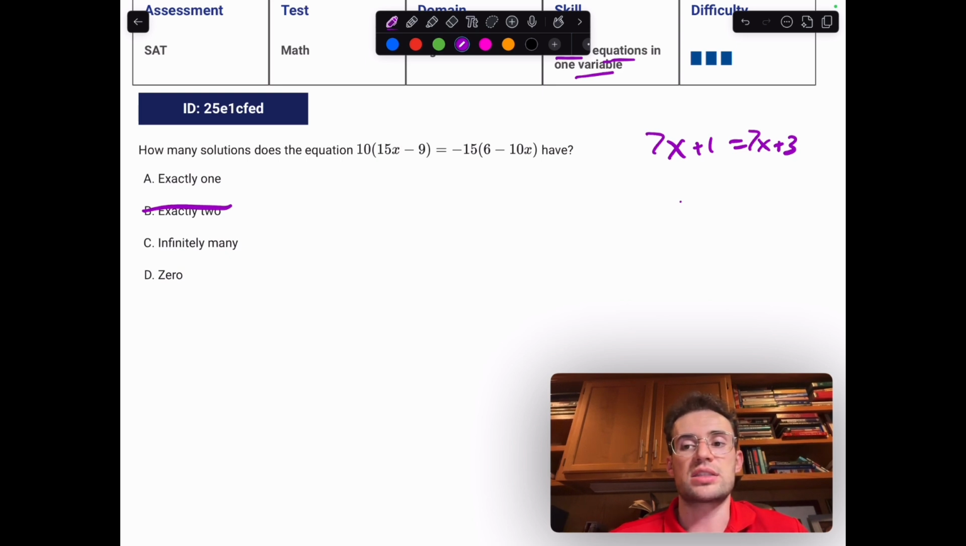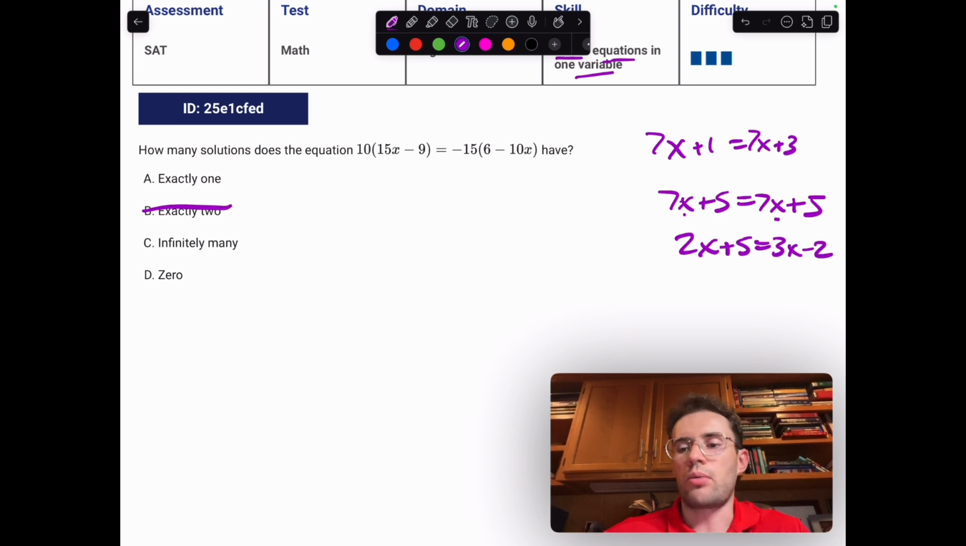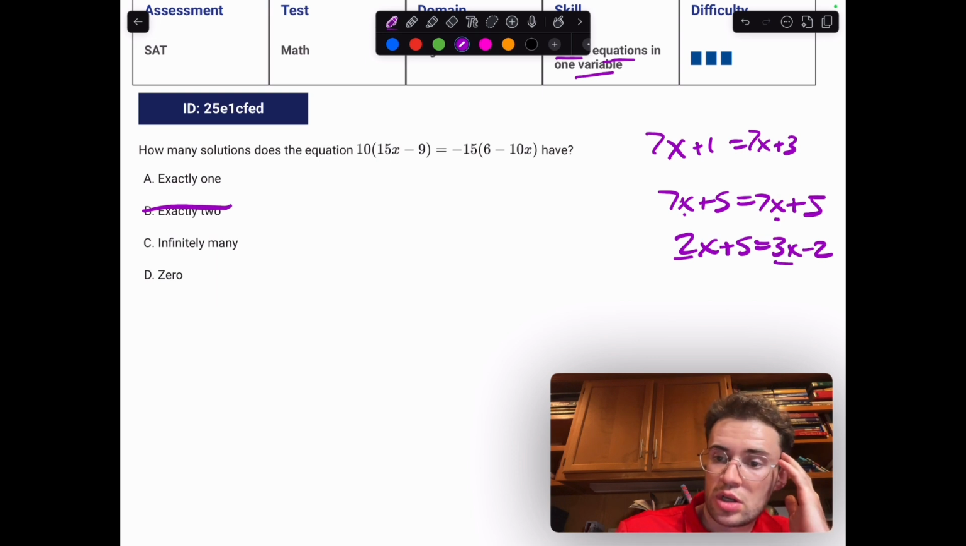Even if it's 7x plus 1 and 7x plus 3, that's never true. But if you had 7x plus 5 and 7x plus 5, those are always the same. No matter what x is, 7x plus 5 is always equal to itself. Whereas, if you had 2x plus 5 and 3x minus 2, whatever it is where they're different x's, then you could solve it. That would just be one solution. This would be 1, this would be infinite, this would be 0. So it'd be something like that.